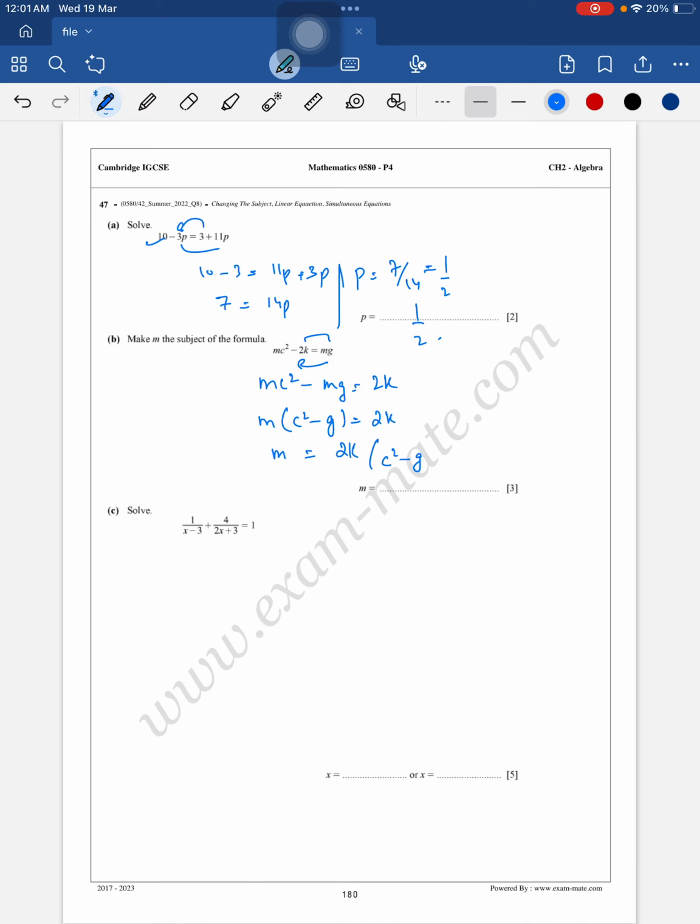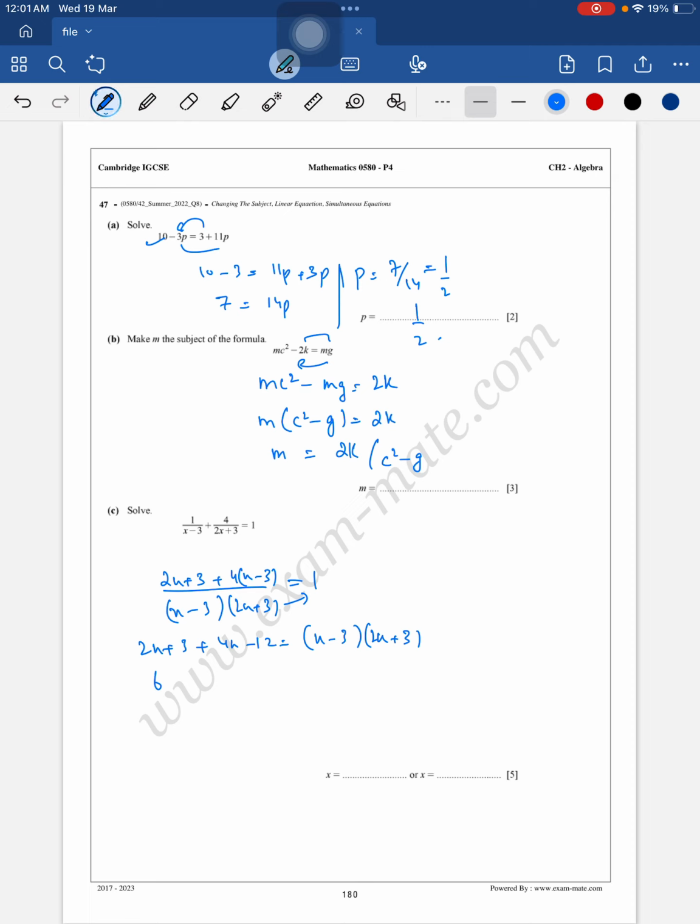Part C, solve. We have an equation. Taking LCM first, x minus 3 and 2x plus 3. So x minus 3 gets cancelled with this, so 2x plus 3. 2x plus 3 gets cancelled with this. We have 4 into x minus 3. So 2x plus 3 plus 4x minus 12 is equals to this. These both terms go over there. So x minus 3 into 2x plus 3.